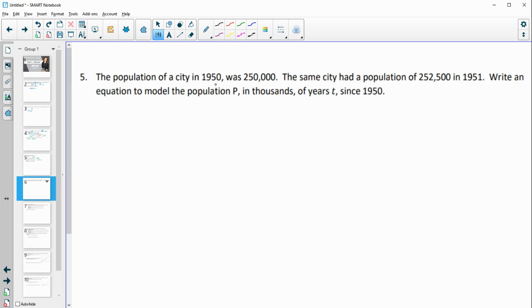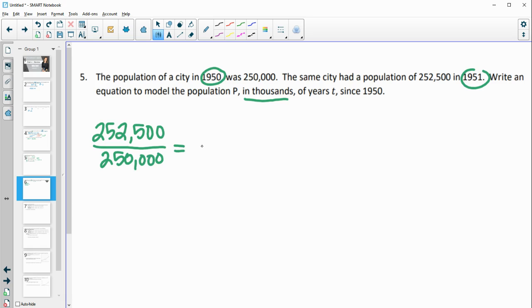Number 5, the population of a city in 1950 was 250,000. The same city has a population of 252,500 in 1951. Write an equation to model the population in thousands of years t since 1950. So we've got to figure out the growth factor. So they give us 1950 to 1951. So here's 1 year's worth of change. So if we look at 252,500 divided by 250,000, this is the change in 1 year. That gives us a growth factor of 1.01.